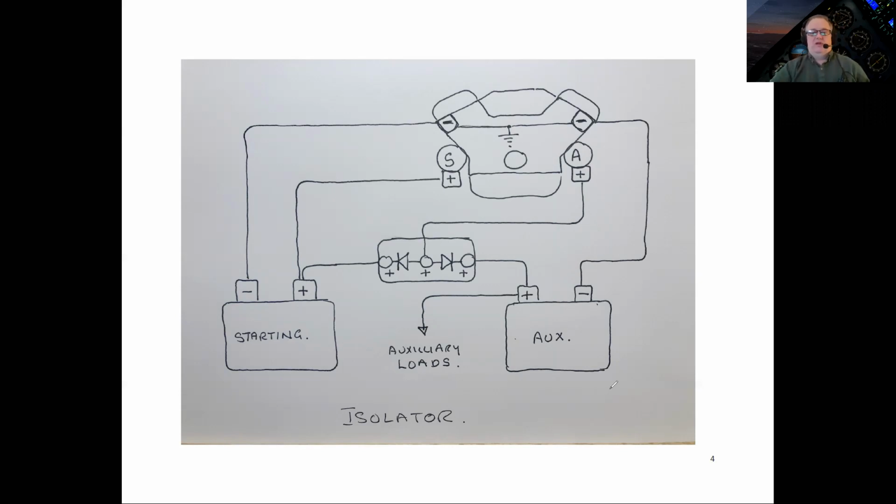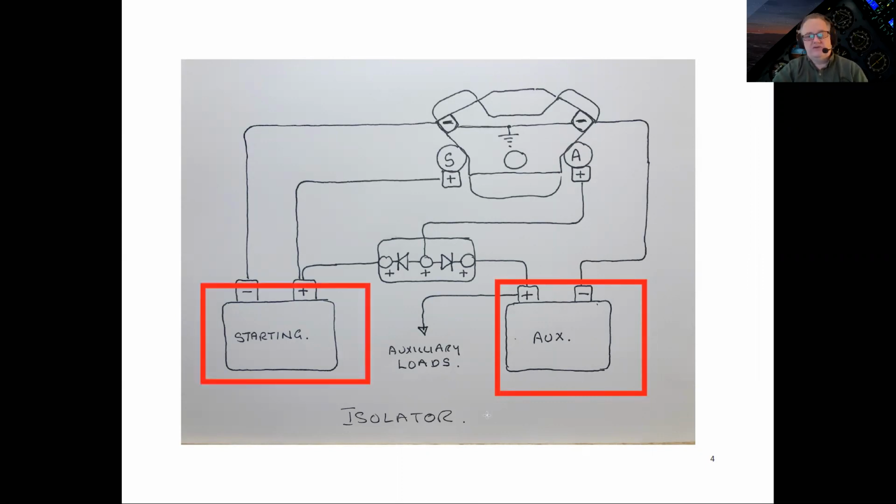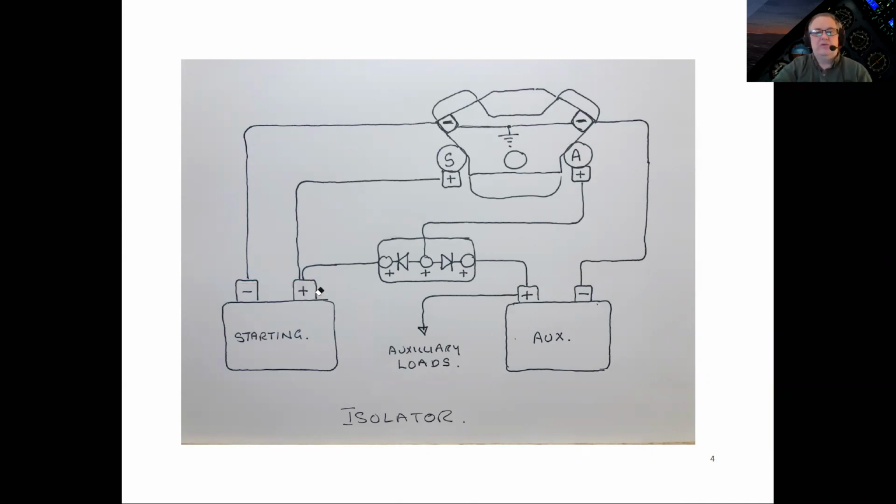Now, the issue with this is fairly simple. You want to be able to use power from this source over here without affecting the level of charge in your starting source. And so when everything is said and done and your first battery is well down, you still want to have enough energy in your starting battery to be able to start the motor.